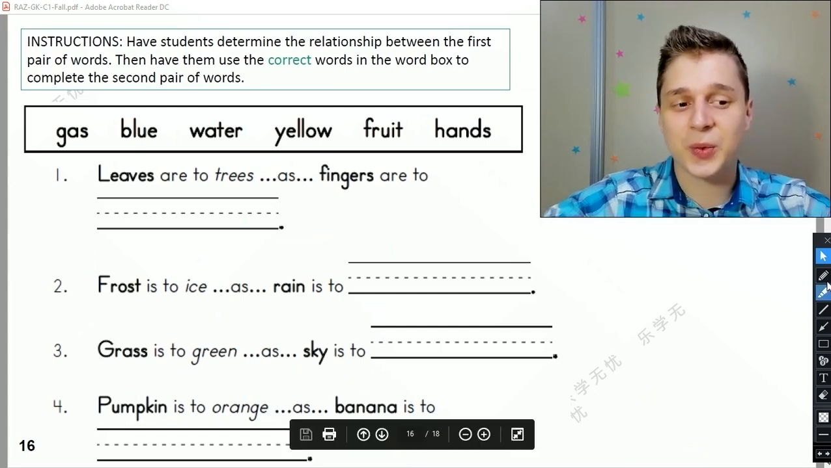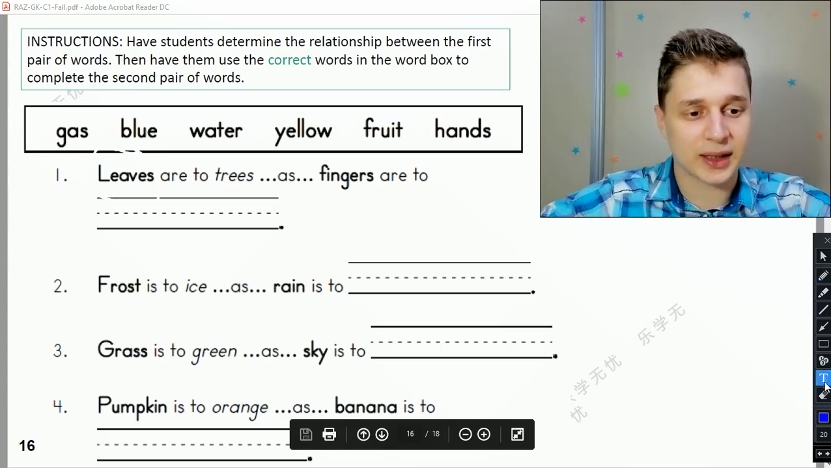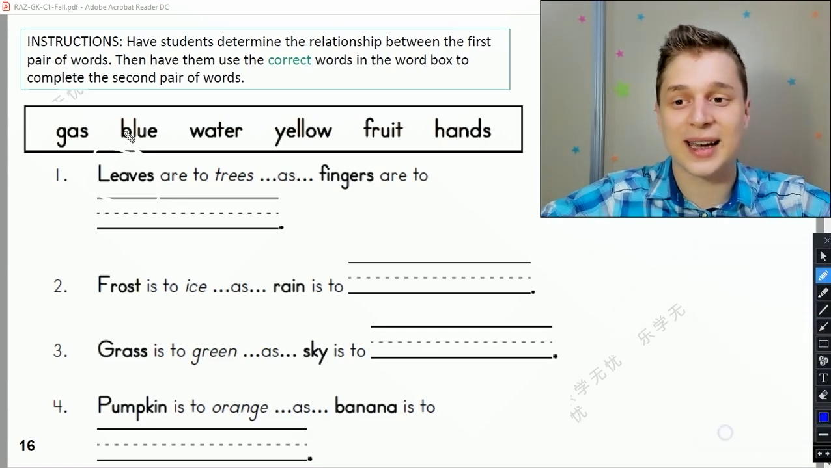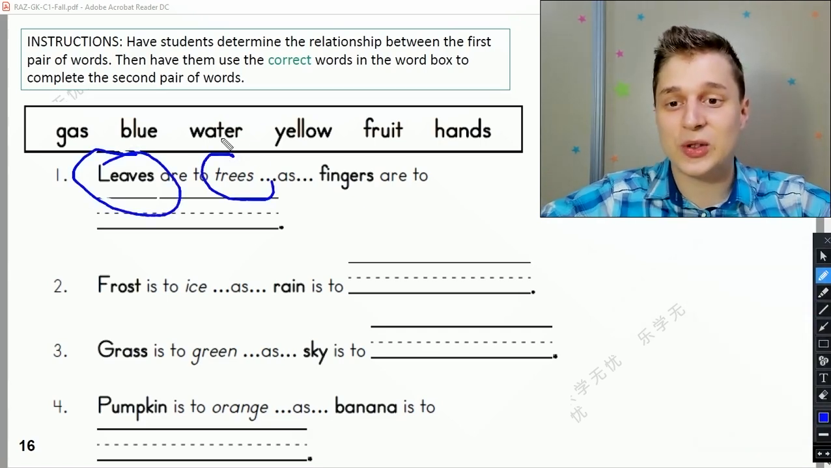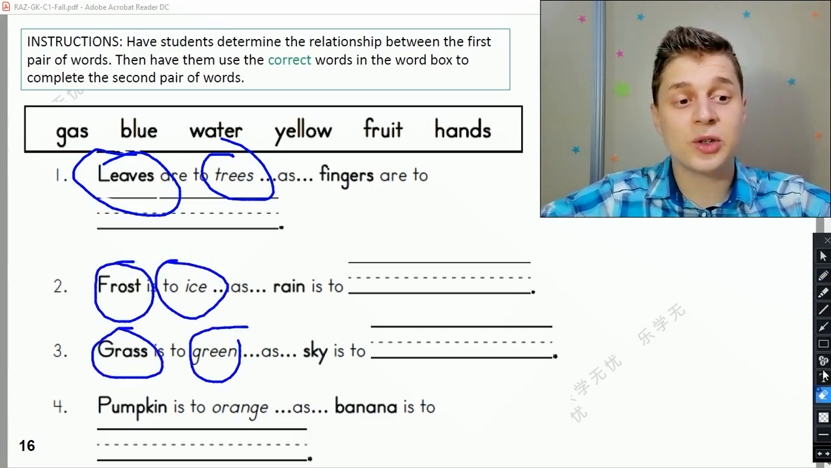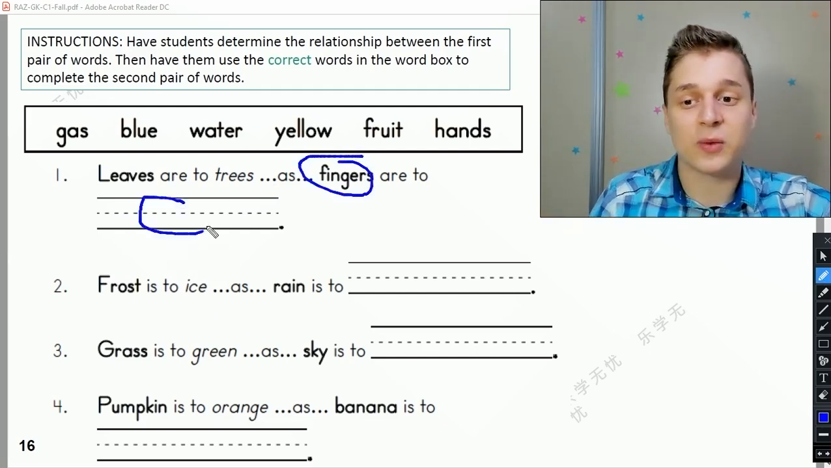In the first one, we're going to look for the relationship. We need a blue color. We're going to look for the relationship between these two words and these two words and these two and so on. And then we're going to try to move that relationship to the second pair of words.